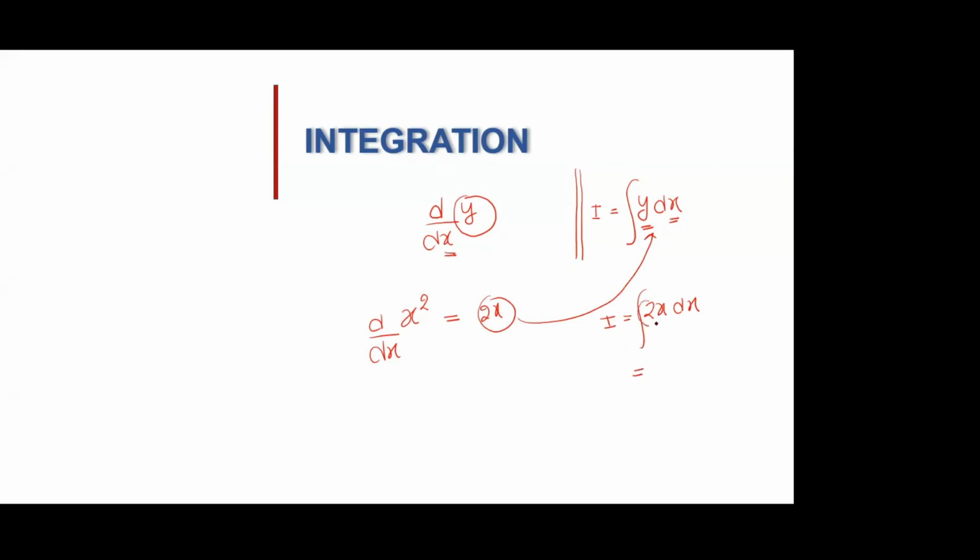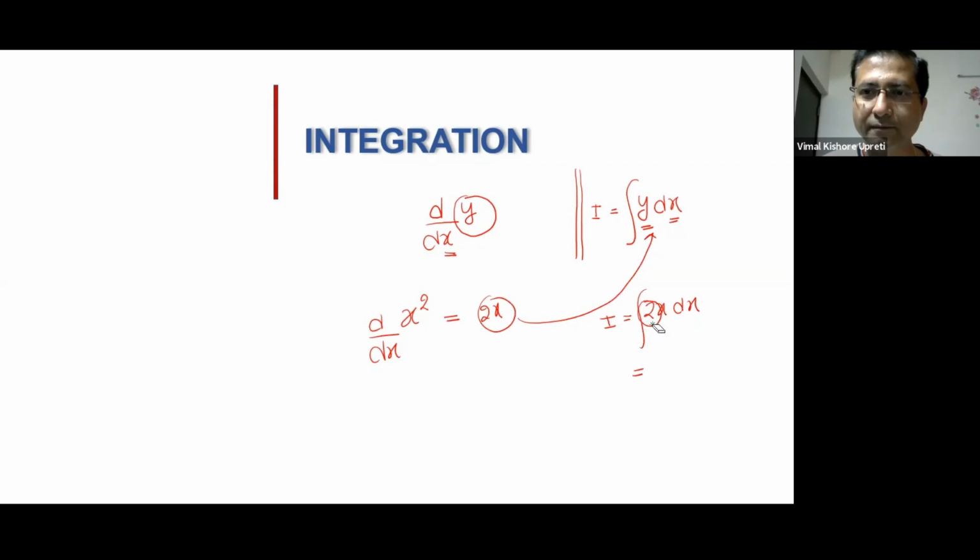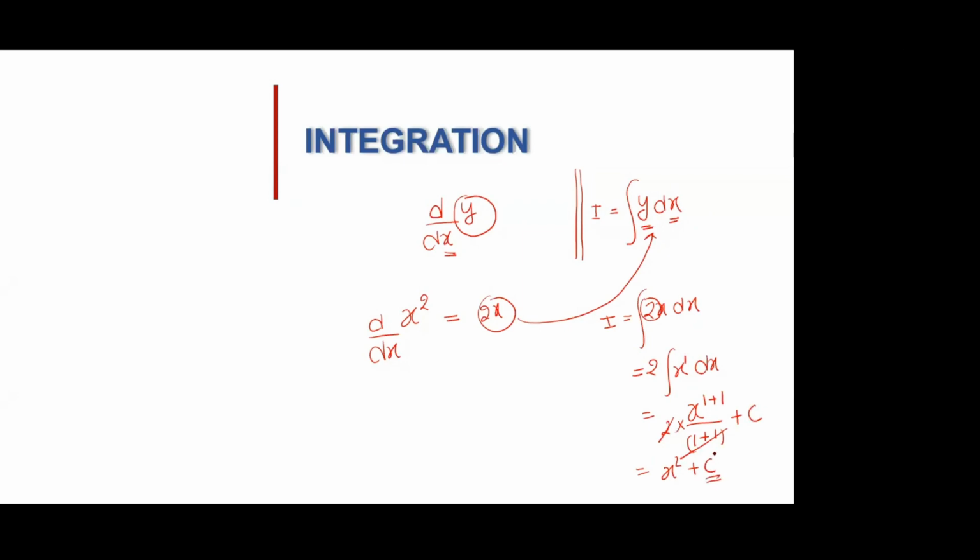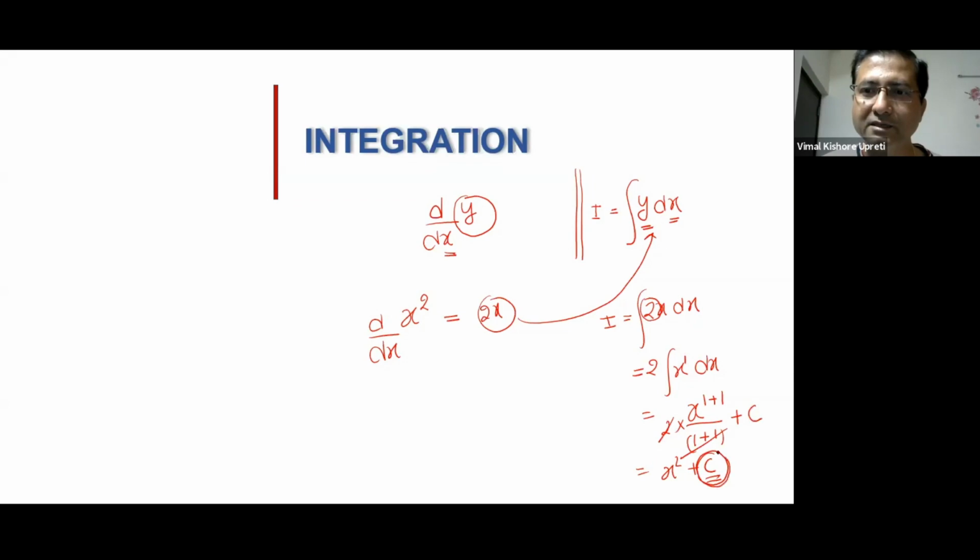Let's see how. Yesterday we discussed the formula for x to the power n that I can use here. So 2 I can take out, and I need to integrate x to the power 1 with respect to x. So for x to the power 1, the formula is: in the power we add 1, and whatever we have written in the power, the same thing we write in the denominator, right? Plus a constant, into 2 times. If you simplify this, this 2 and the denominator 2 will get cancelled out, and you are getting x square plus c. Plus c.